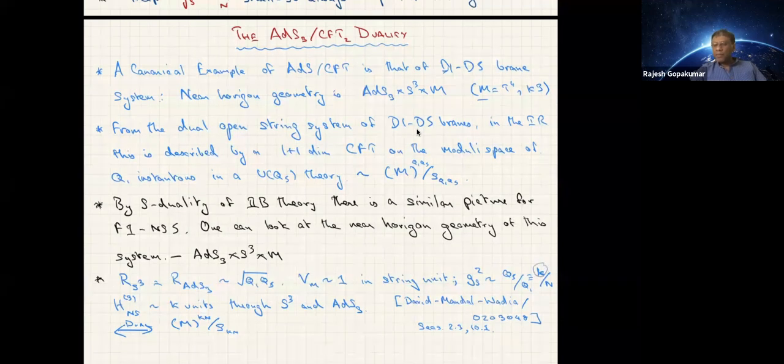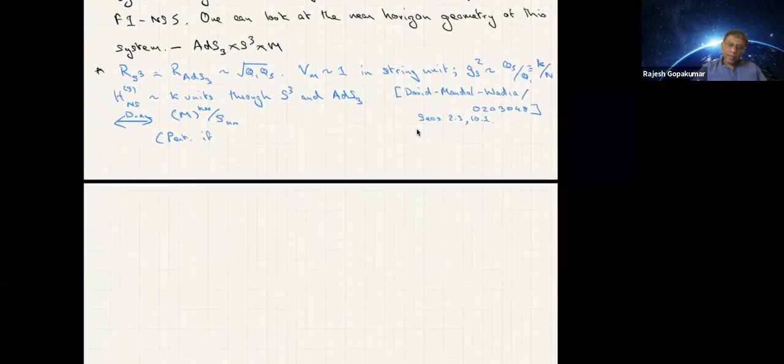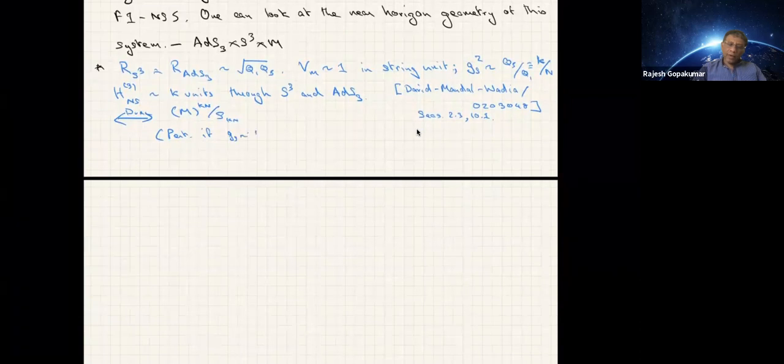It will be more appropriate for us to talk in terms of little k and n, for reasons that will become clear. By the way, the fact that the string coupling squared is k over n means that we can be in the perturbative regime provided k over n is much less than 1. So let me also note that down here. It's perturbative if g string squared, which is k over n, is much, much less than 1. So we can work in the perturbative regime if we have k and n appropriately.